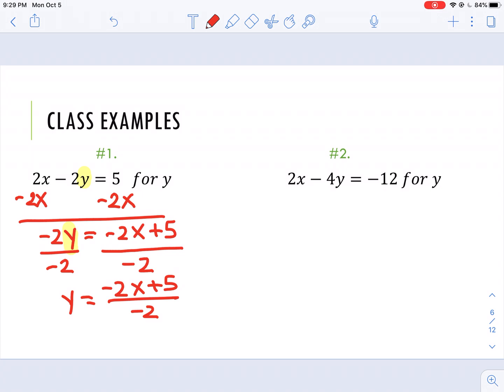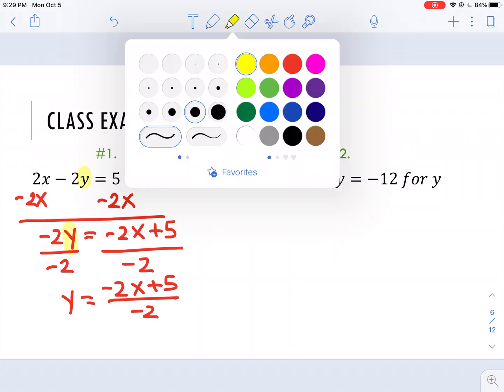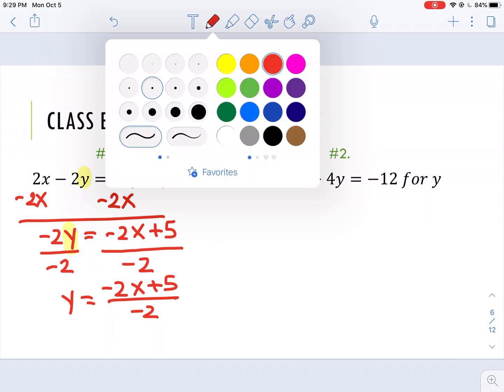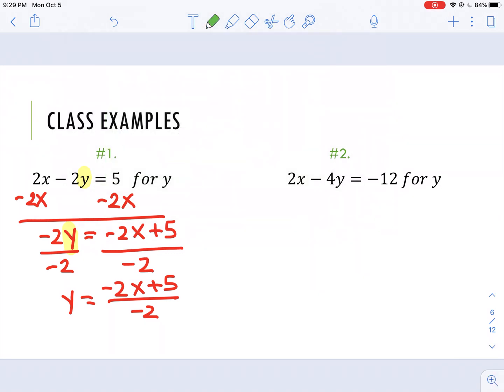I need to take the time to see if I can simplify this further. Now remember, that denominator, I'm going to highlight that in orange. This denominator of negative 2 belongs to both numerators, okay? Both terms of my numerator. So I need to double check if I can simplify this. All right, and this step in green is going to be optional, but I'm going to take the time and actually write negative 2x over negative 2 plus 5 over negative 2. And we're going to see if we can simplify anything.